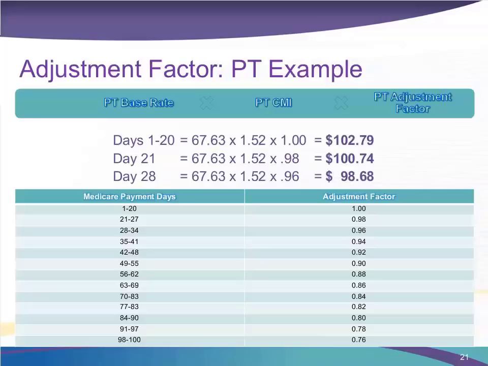I did this for a PT example at the top, so you can see on day 21, we multiply it times 0.98. It's going to drop a couple of bucks, probably about every 7 days. That's what it seems to be. And again, we would also do that same thing for OT.